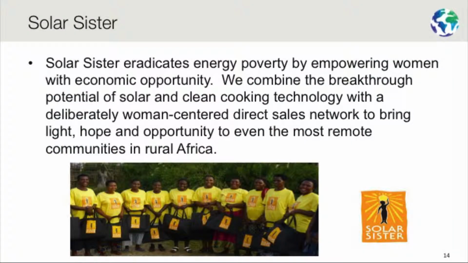A couple of examples from our alumni. Solar Sister worked with us a number of years ago. Their impact model is pretty clear, and you can tell that a few sentences can get to the heart of a business, and sometimes the pictures really help as well. Solar Sister eradicates energy poverty by empowering women with economic opportunity. We combine the breakthrough potential of solar and clean cooking technology with a deliberately woman-centered direct sales network to bring light, hope, and opportunity to even the most remote communities in rural Africa. I think that's very clear.